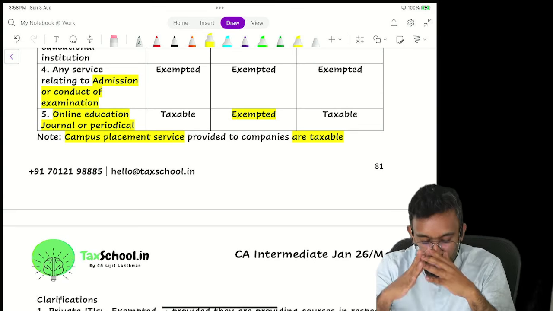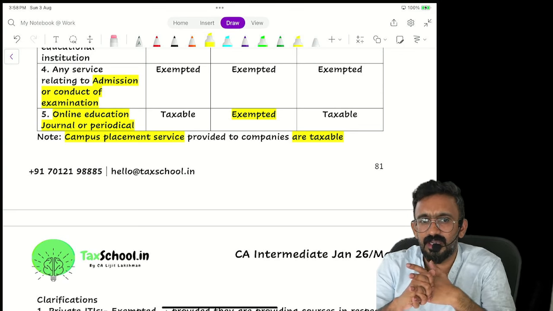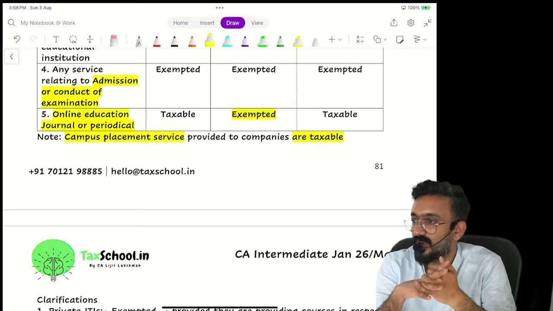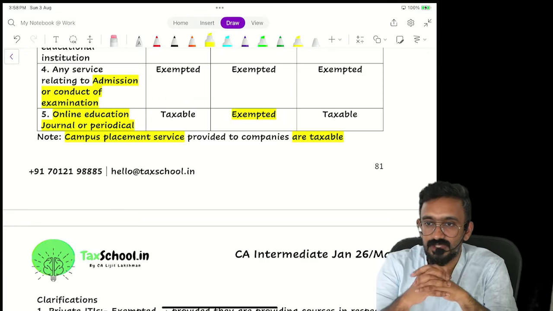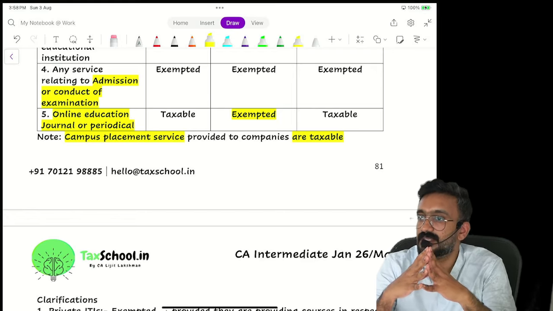Fourth one, admission or conduct of examination. What are the services provided by a third party for conducting examination to the educational institution? This is exempted if it is provided to all three categories of educational institution. Give me examples of services that will be provided for this purpose. Give me examples.